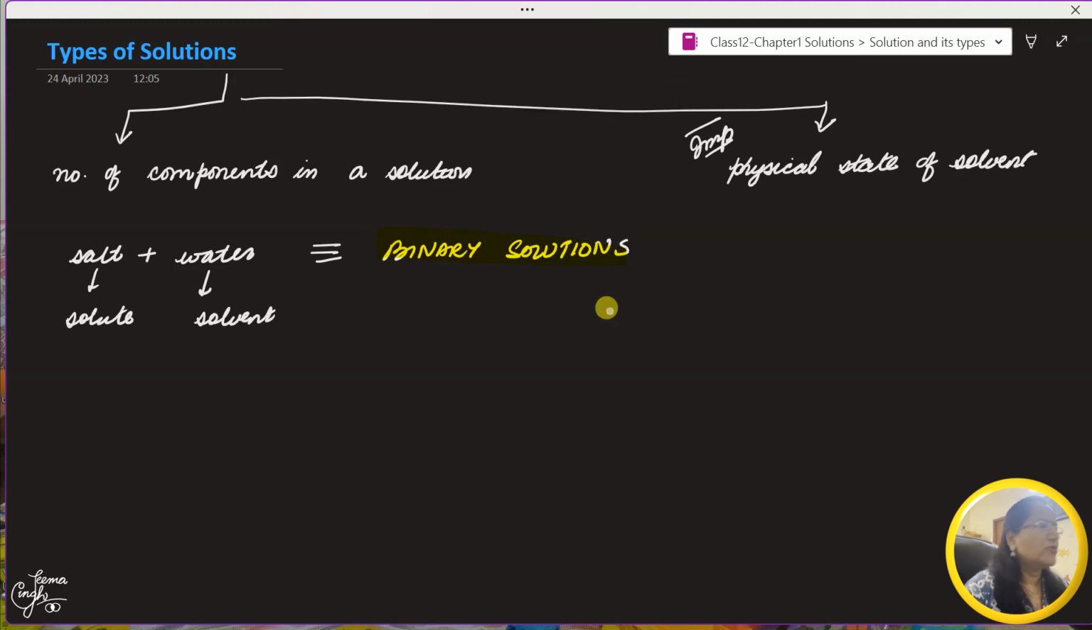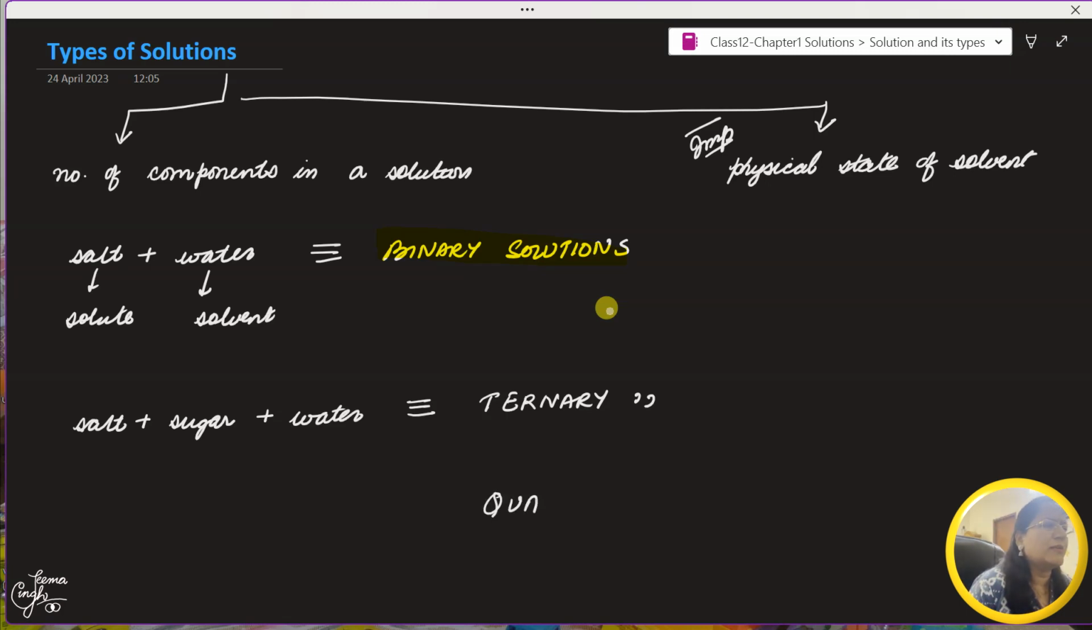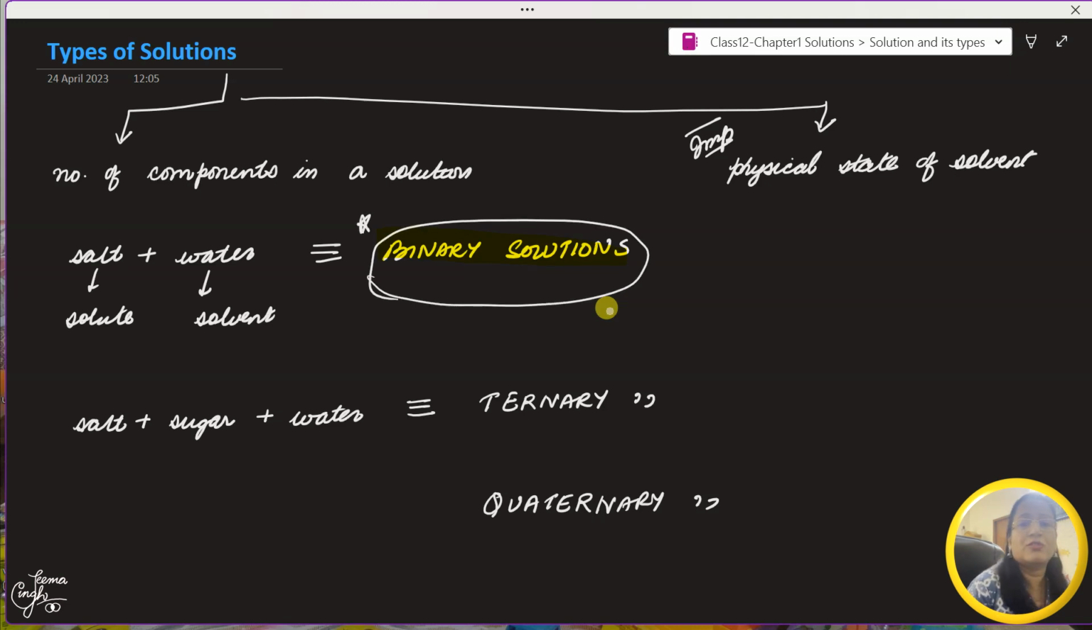Clear? Well, I'll also tell you if you have 3 components, for example, salt plus sugar as 2 solutes plus water as solvent, we call such a solution ternary. You can skip this, okay? And if you have 4 components, just like the lemonade we talked about, they're called quaternary. So you have binary, ternary, quaternary solutions, and so on, right? We are only going to focus on binary solutions. You have only binary solutions in your course.